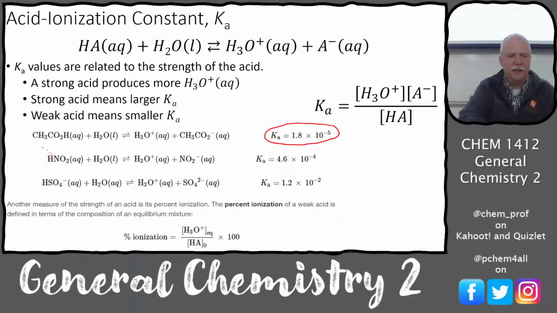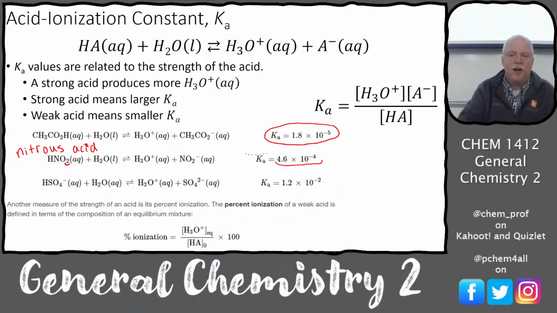Here's nitrous acid. It's not nitric acid. This is nitrous acid. So how can I tell the difference between nitric and nitrous acid? Yeah, this is NO2, okay? HNO2 is nitrous acid. So nitrous acid is a weak acid. Nitric acid is a strong acid. Okay, and here's its Ka, 4.6 times 10 to the minus 4.